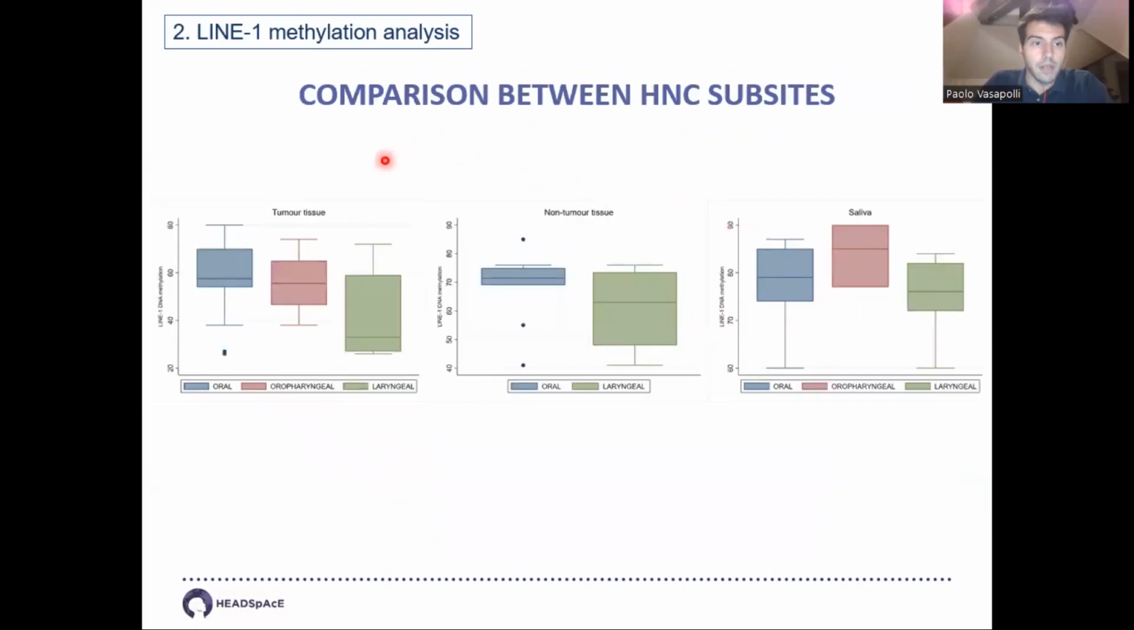Then the final analysis that we have done is a stratification analysis based on the tumor subsite. And as you can see by the data here related to the tumor tissue, the methylation is very dependent on the tumor subsite. Where you have the oral cavity cancer, you can see that there is a higher level of methylation compared to the oropharyngeal one or the laryngeal one.